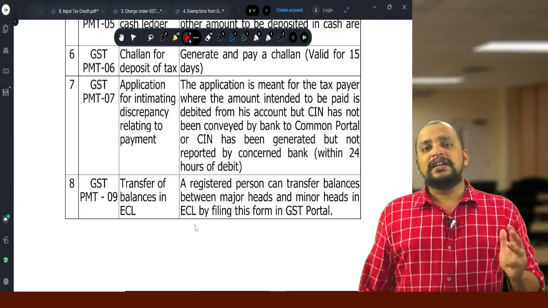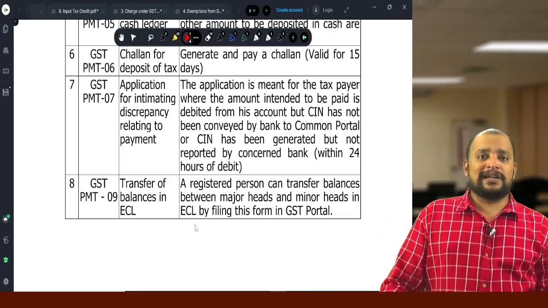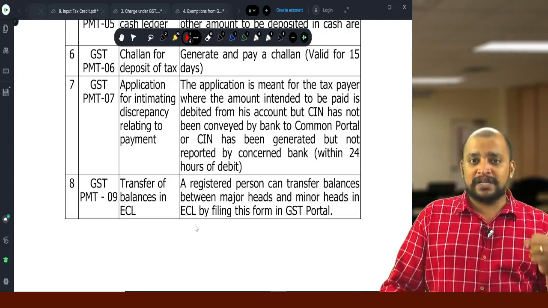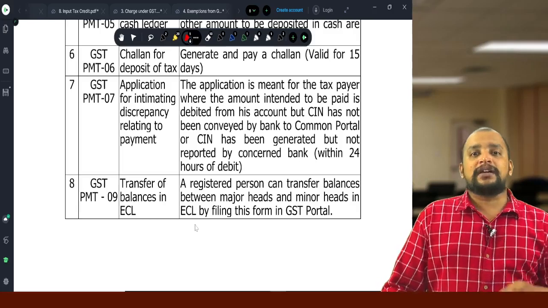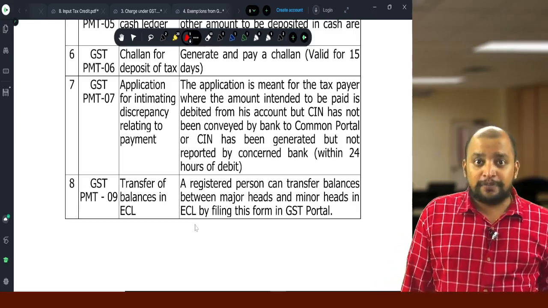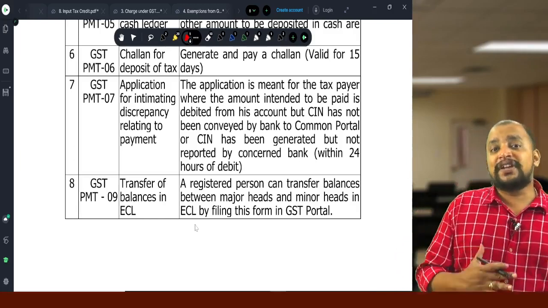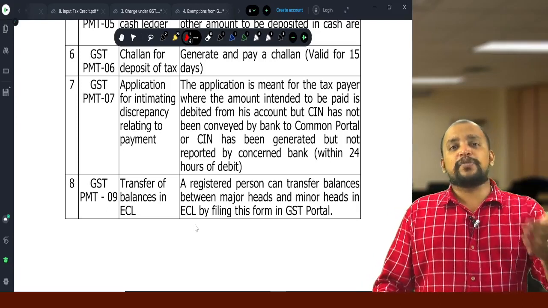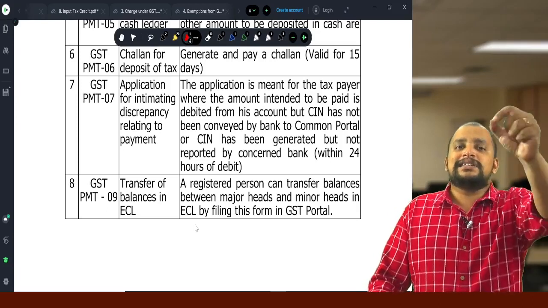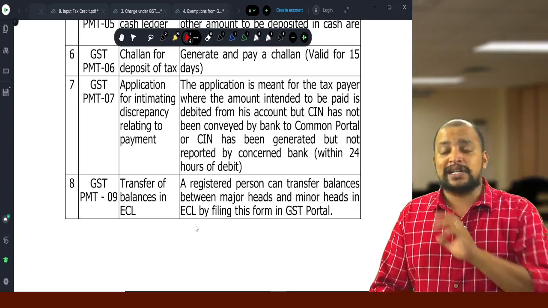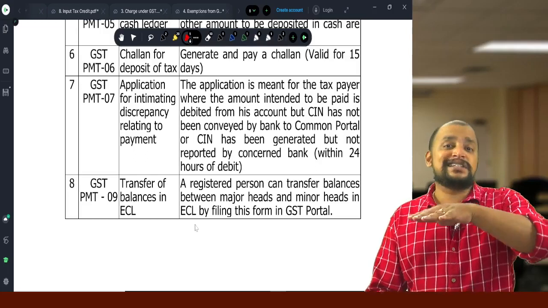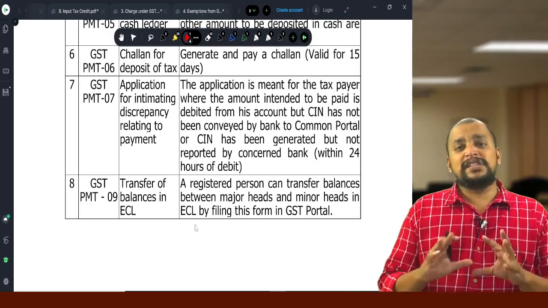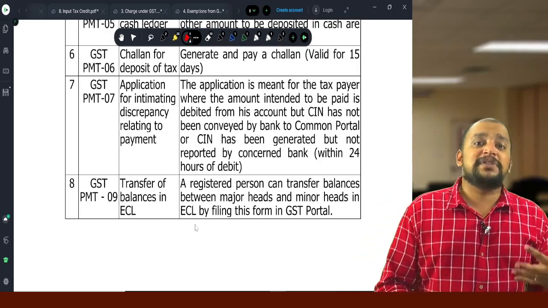So PMT 1 is electronic liability ledger, PMT 2 credit ledger, PMT 3 refund order, PMT 4 communication of discrepancy, PMT 5 cash ledger, PMT 6 deposit challan, PMT 7 communication to the payment gateway. PMT 8 we don't have. PMT 9 is there. PMT 9 is for shifting the balances from one cell to another cell in the cash ledger. That is, while making a deposit into the cash ledger, we deposited in CGST, SGST, but actually we should have deposited in IGST, or we deposited in CGST, SGST under interest, but we should have deposited under tax. For some reason like that, because there will be a 20 cell matrix in the PMT 6 challan.